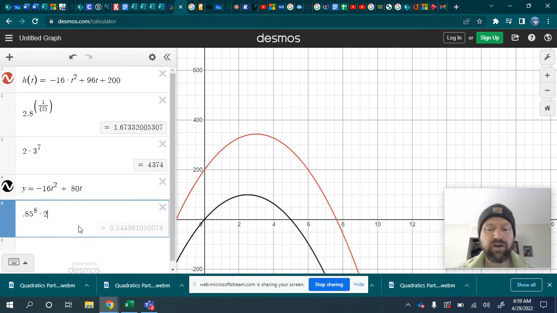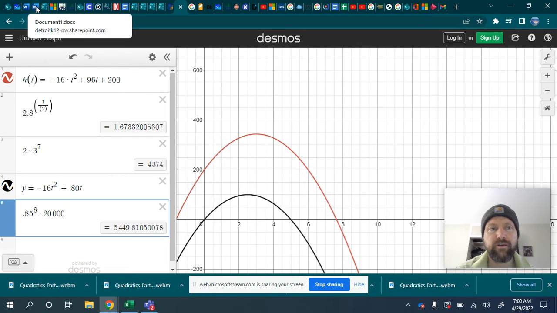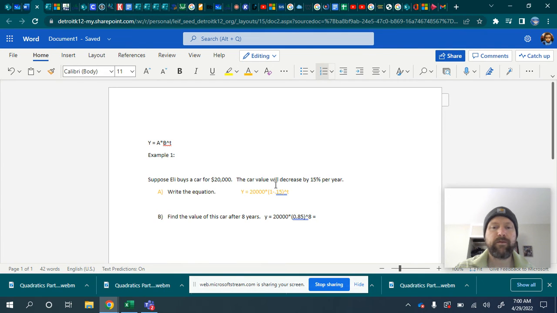Then times that by 20,000. So this car is now worth 5,000. I would probably round this because I don't need to know how many pennies it's worth. I'm going to round it to the nearest 100. So I would say 5,400. Okay. So I'm going to say approximately 5,400.